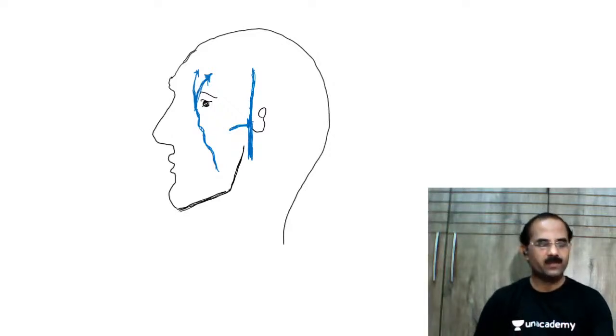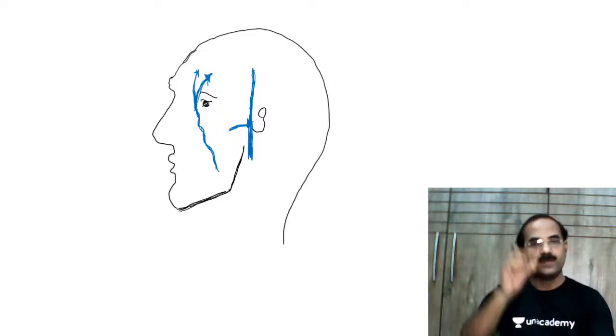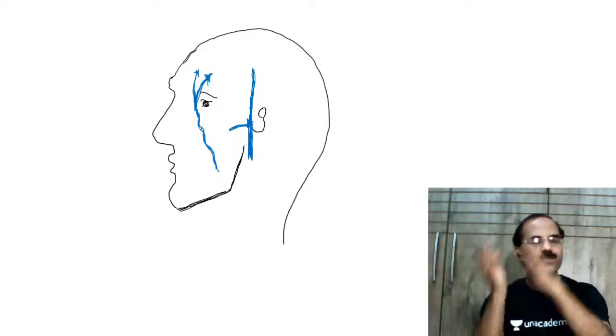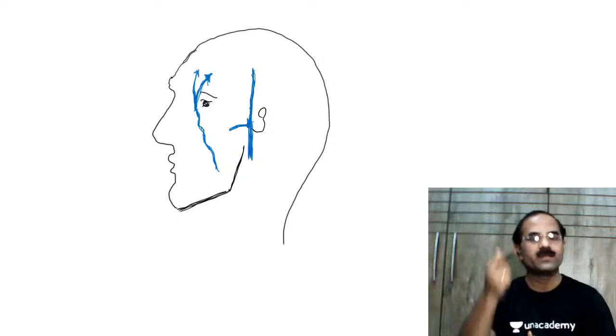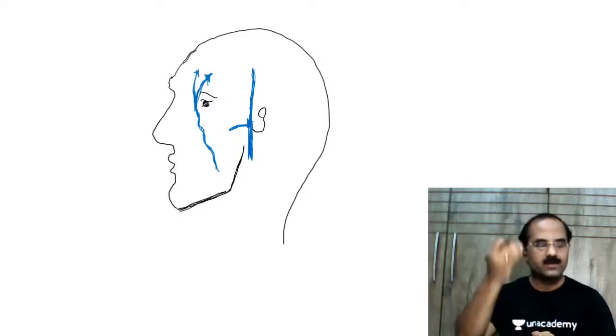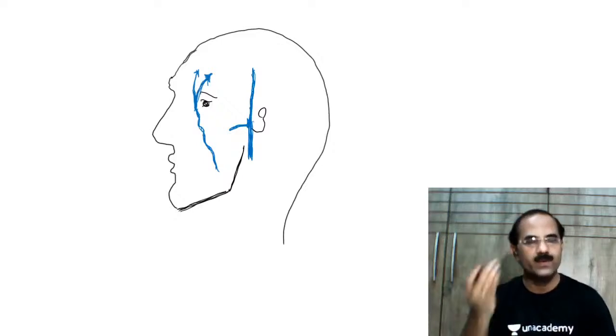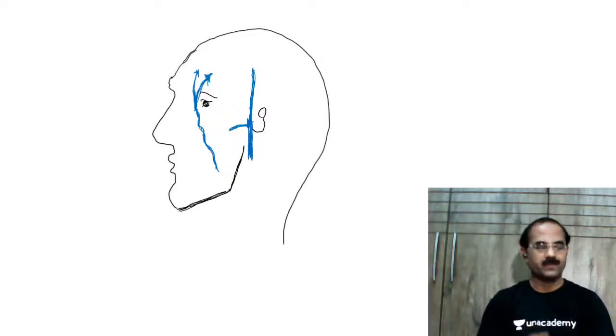It's the content of the parotid gland. Yes, that's the content of the parotid gland. You remember the contents of the parotid gland from superficial to deep? The most superficial is the facial nerve, the second is the retromandibular vein, and the third one is the external carotid artery. So this is the same retromandibular vein which has come here.